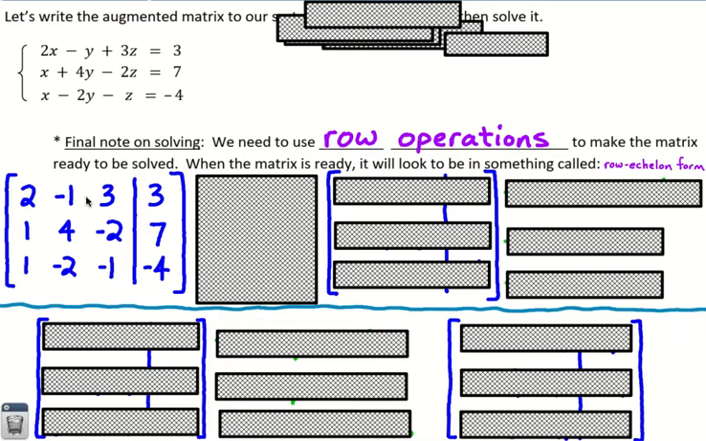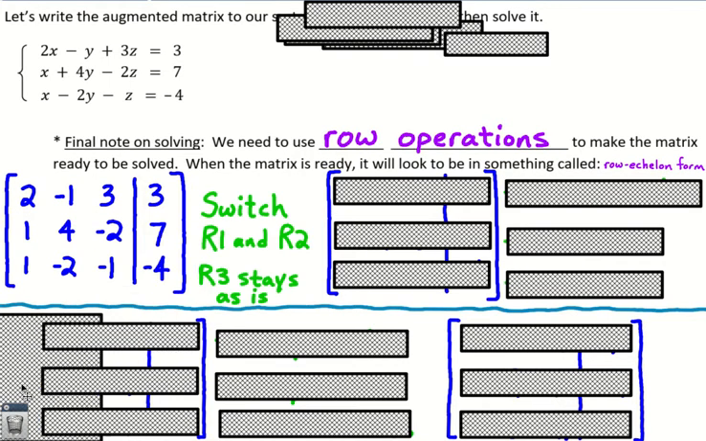So here's our augmented matrix: 2, -1, +3, 3, 1, +4, -2, 7, +1, -2, -1, -4. So here we go. The first step I'm going to do is switch R1 and R2. That obviously stands for row 1 and row 2. So row 1 and row 2 I'm going to switch, and R3, row 3, is going to stay as is.